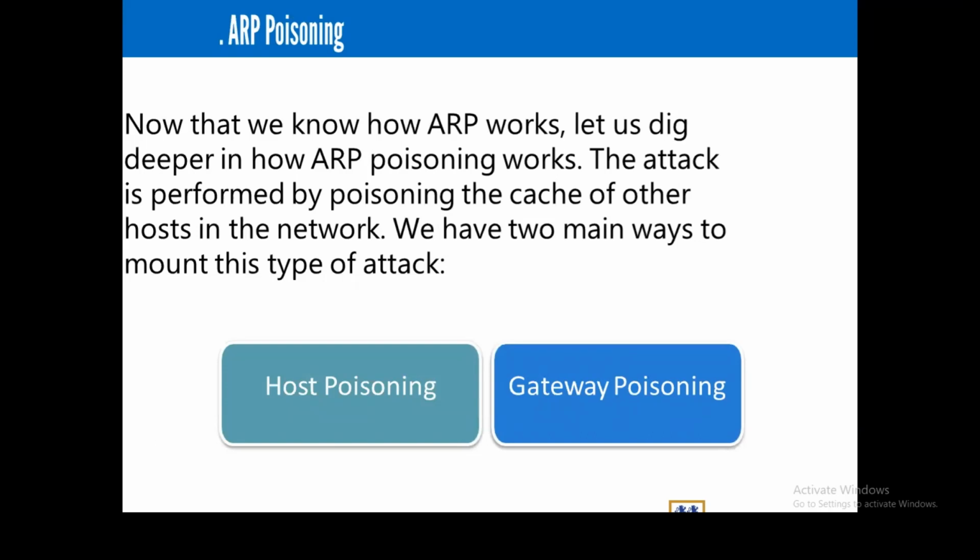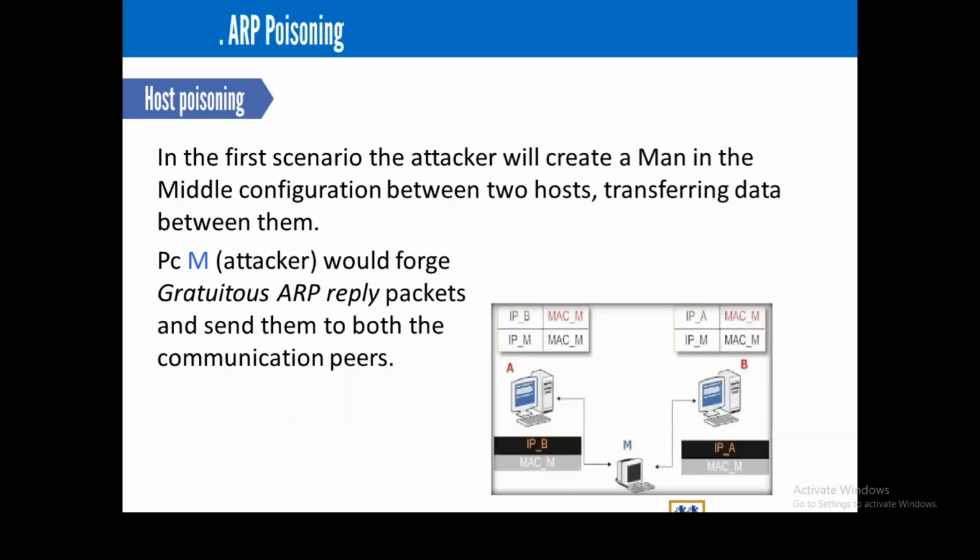Let us dig deeper into how ARP poisoning works. The attack is performed by poisoning the cache of the other hosts in the network. You have two main ways to mount this type of attack. You can do host poisoning or gateway poisoning. For the first scenario, which is host poisoning, the attacker will create a man in the middle configuration between two hosts, transferring data between them. As you can see, there is the man in the middle between the two hosts.